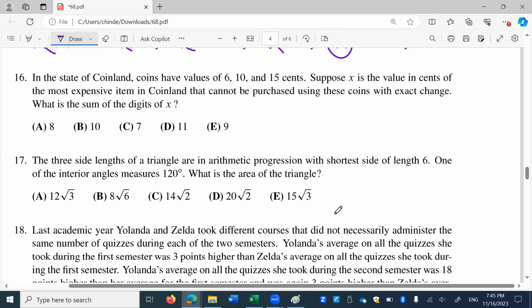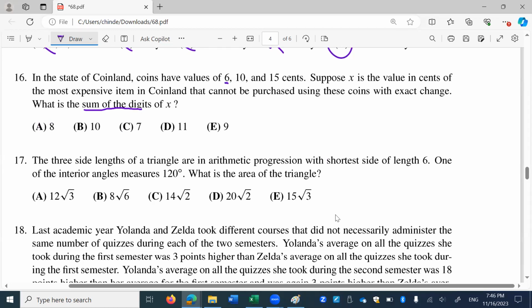In the state of coin land, we have coins with values 6, 10, and 15, and suppose X is the value of the most expensive item that cannot be purchased using these coins with exact change. What's the sum of the digits of X? Okay, so don't read too much into this. They ask a question this way just so that you can't quite as easily guess and check the answers based on what's given.